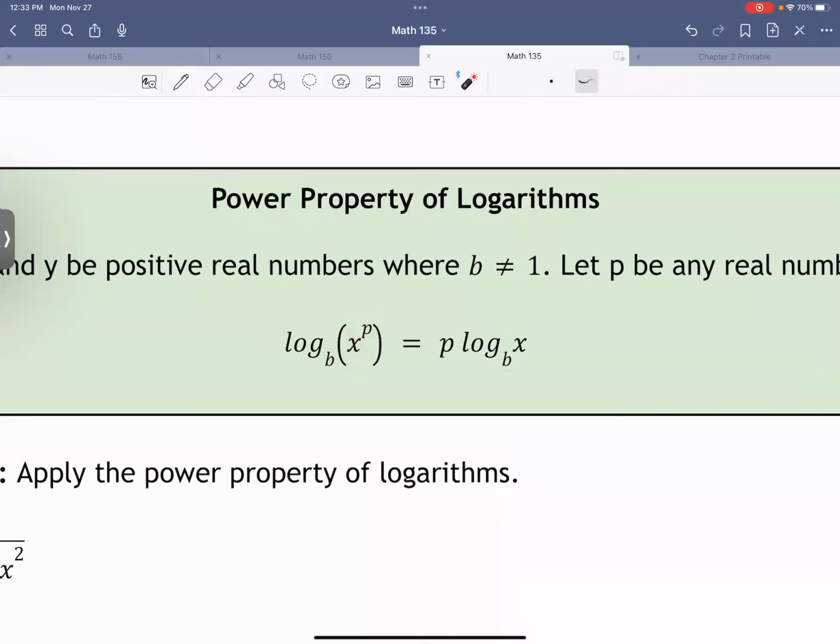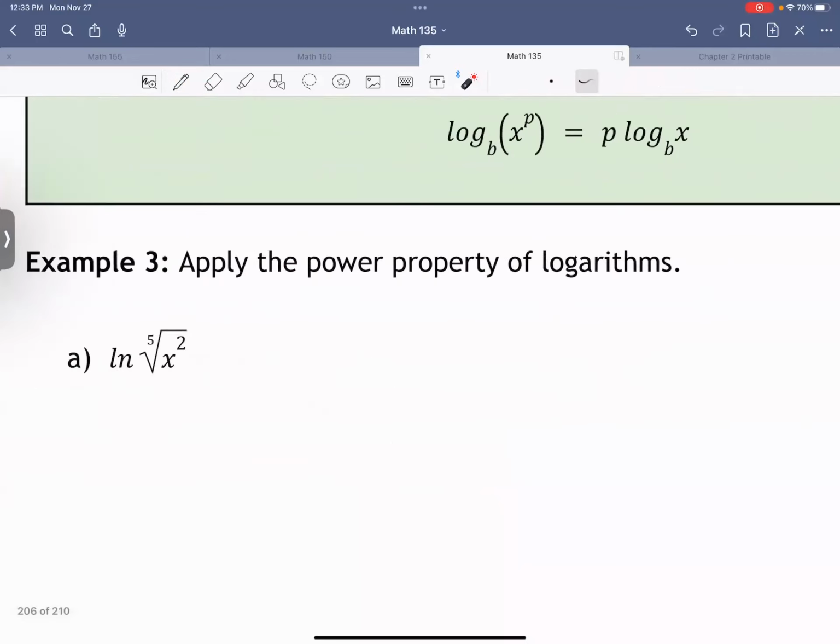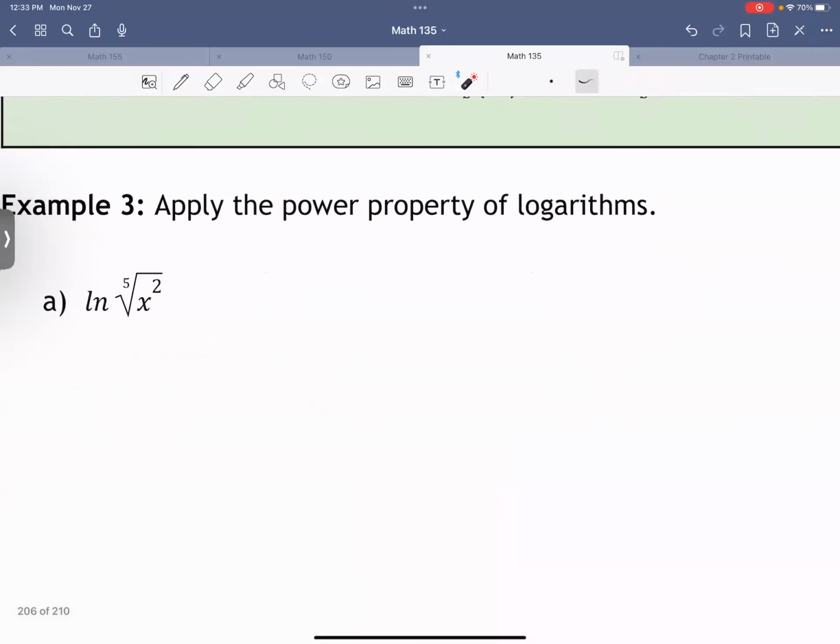So whenever you see the entire inside of the log being raised to a power, we can take that power and bring it up front, okay? Let me show you an example of how this might apply. Here we have ln, remember, ln is log base e, of the 5th root of x squared. Looking at this, it might not even seem like you could use that power property, right? There's no big powers going on here. But let's just think about what this means.